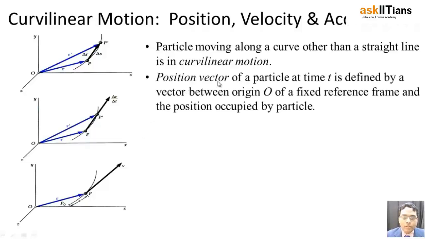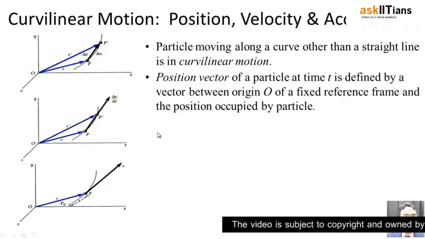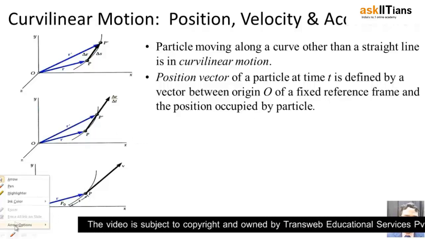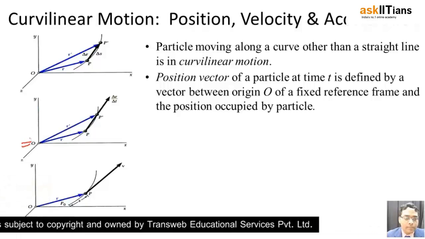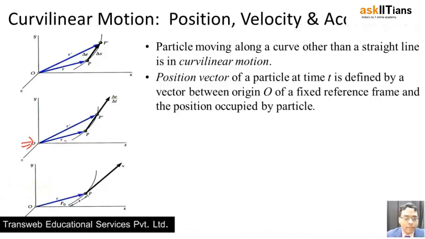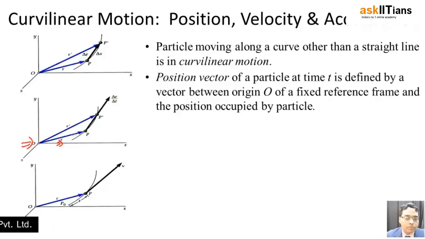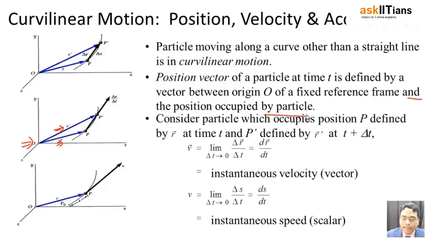In this case, the position vector of the particle at time t is going to be defined by a vector with an origin O. So if I say that this is the vector, this is the origin. At every instant of time, r is the position vector of the point P, r prime is the position vector of point P prime, and so on. So it is the position occupied by the particle at any instant of time.